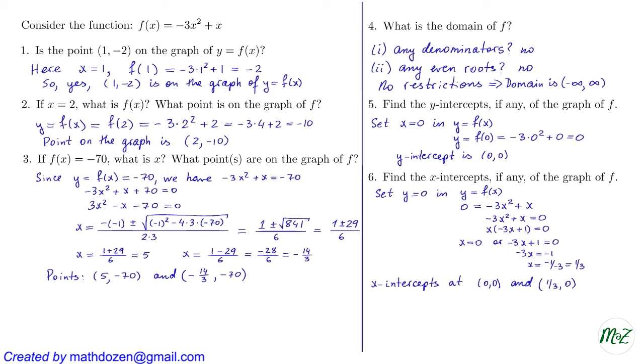Now there are two x-intercepts. There is one x-intercept at (0, 0) and another x-intercept at (1/3, 0).